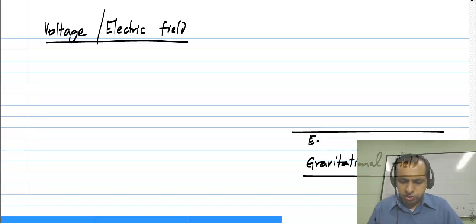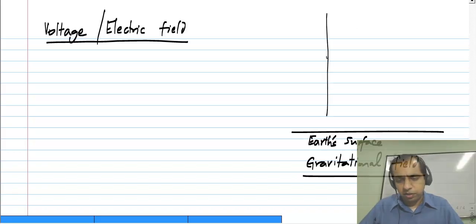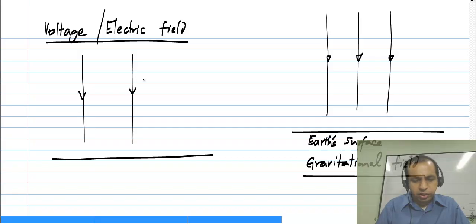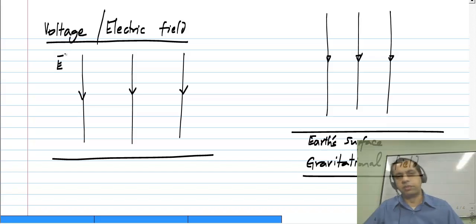So you can think of this as Earth's surface, but of course it could be anything else which creates a gravitational field, and I will consider a field, gravitational field, to be pointing downwards. And similarly, let's consider some source of electric field. We won't worry about what it is. I'll just show it in downward direction because I showed the gravitational field in the downward direction. So let's say this is the electric field.